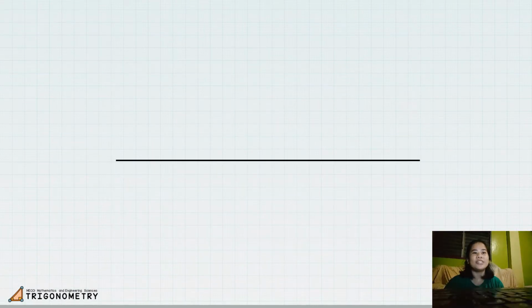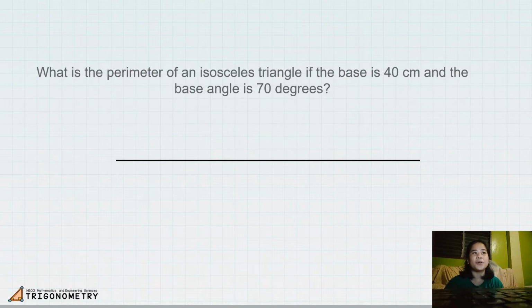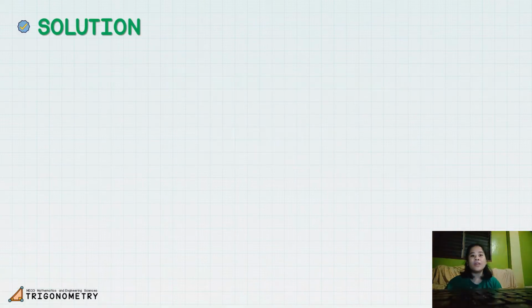So we have already answered number 1, so let's proceed with number 2. The second question is, what is the perimeter of an isosceles triangle if the base is 40 centimeters and the base angle is 70 degrees? I'll give you time to answer, or you can just pause the video for computations. For the answer, it is 156.9522 centimeters. So how did we get that answer?